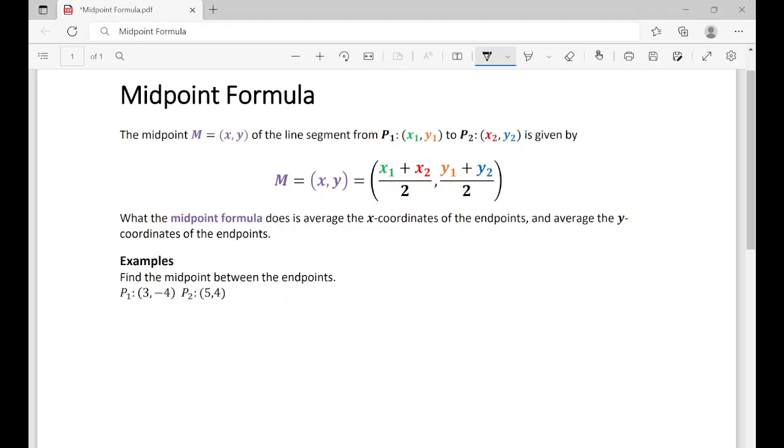divide by 2. What essentially all this does is it just averages the x coordinates of the endpoints and averages the y coordinates of the endpoints. That's all the midpoint formula does.